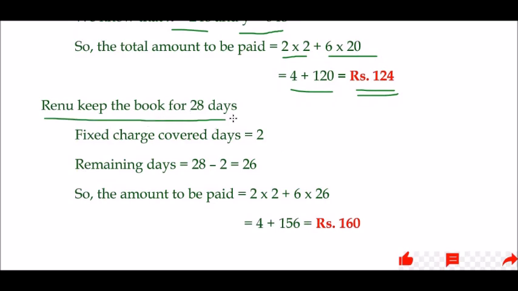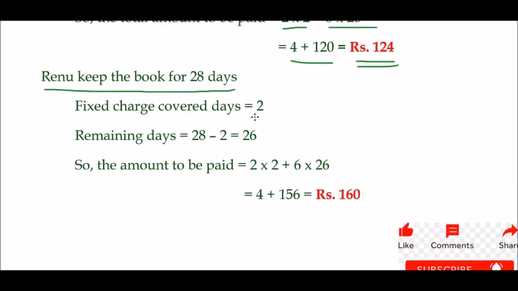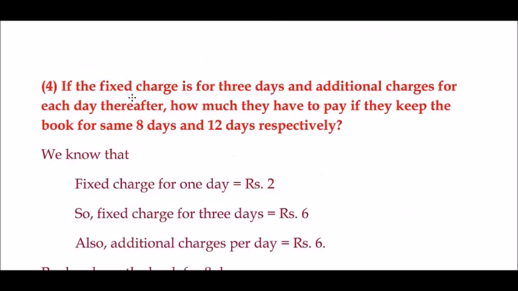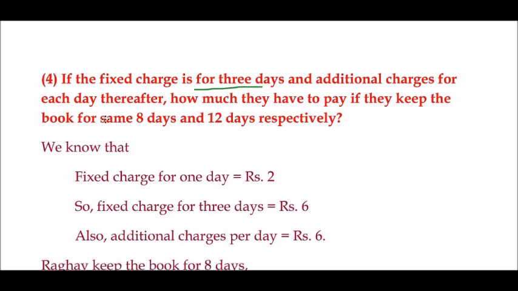Renu keeps the book for 28 days. The fixed charge covered by days is 2 and the remaining days is 28 minus 2, that is equal to 26. So the amount to be paid by Renu is 2 into 2 plus 6 into 26, that is equal to 4 plus 156, that is equal to 160 rupees. If the fixed charge is for 3 days and the additional charges for each day thereafter, then how much they have to pay if they keep the book for the same 8 days and 12 days respectively.